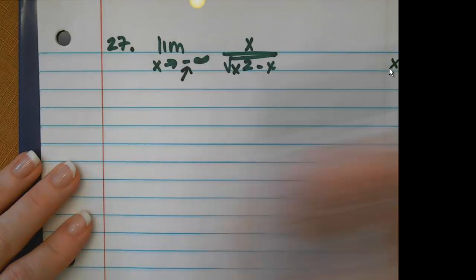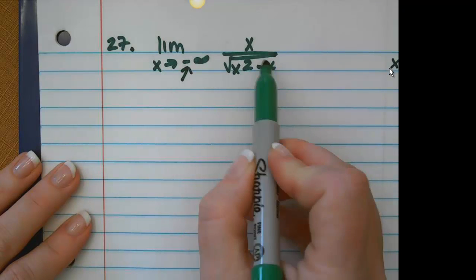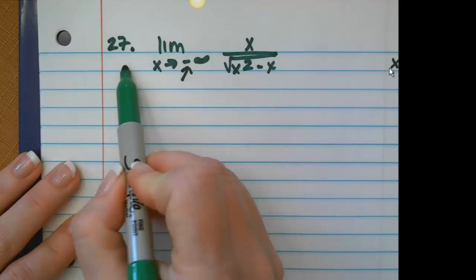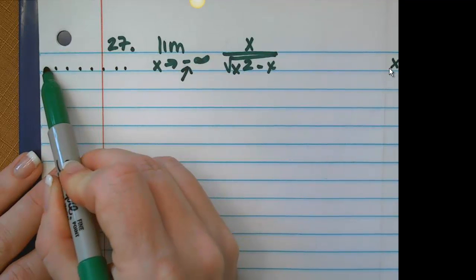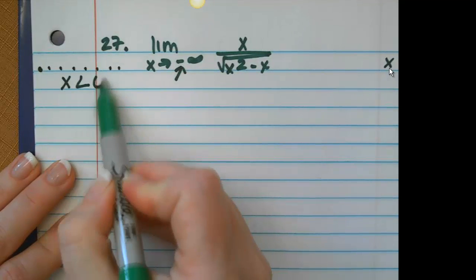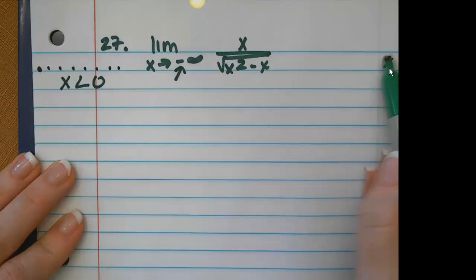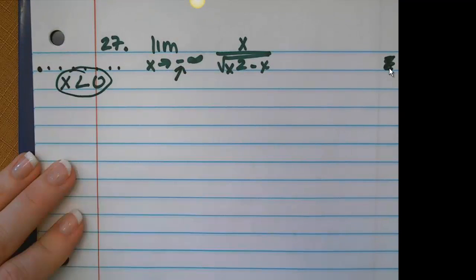In this case, we want to know what our x's are doing on the left side of this graph, or as x gets really, really negative. So if that's happening, your x's need to be less than 0. I don't need that written over there anymore. All right, this is what we have to assume.